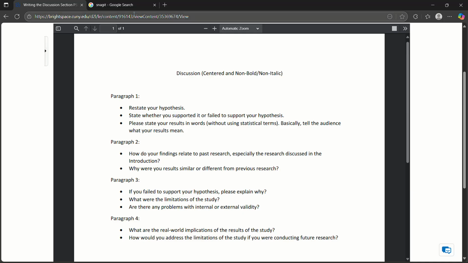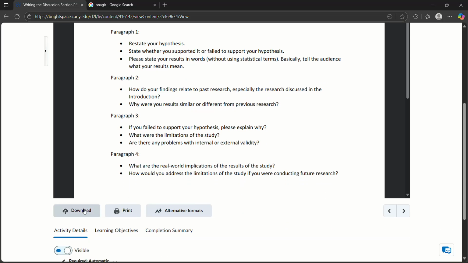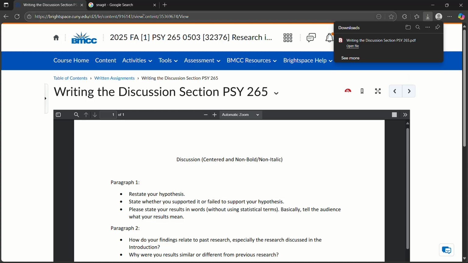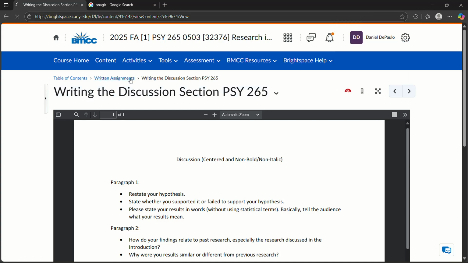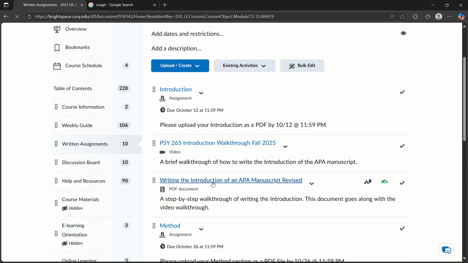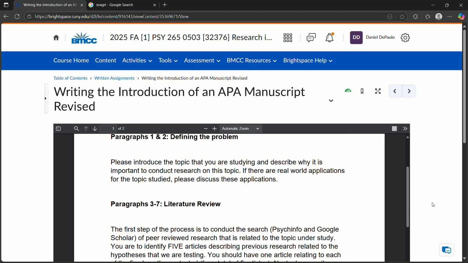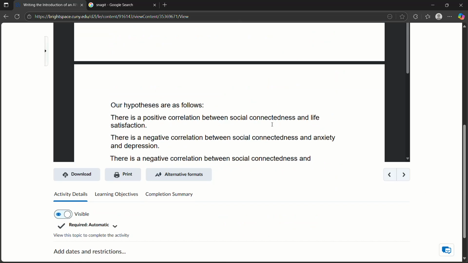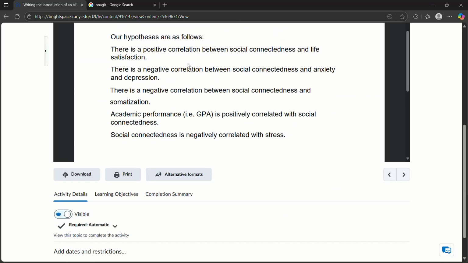So in order to frame that, you're going to go back to the introduction section. Let me just download this to have later. We're going to go back to the instructions for the introduction, where it says writing the introduction. The 5 hypotheses were down here, and I tested them all in the results, right? So hypothesis 1, positive correlation between social connectedness and life satisfaction, that was supported. Hypothesis 2, a negative correlation between social connectedness and anxiety and depression, that was supported.